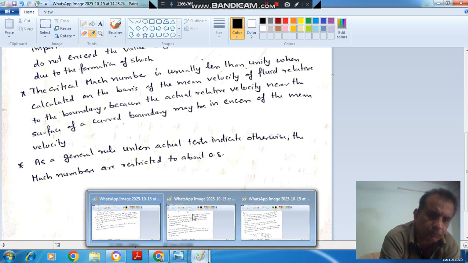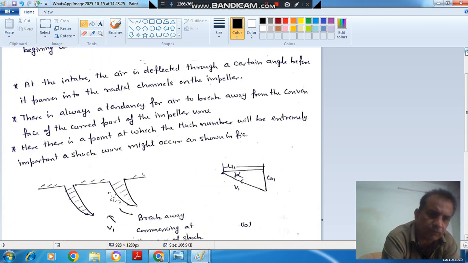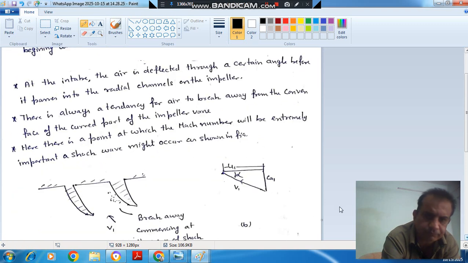This phenomenon generally occurs within the compressor at the intake of the compressor. This is the velocity diagram at the intake that we have studied. This is your axial velocity, which is assumed constant, and this is the speed of the eye at the root.